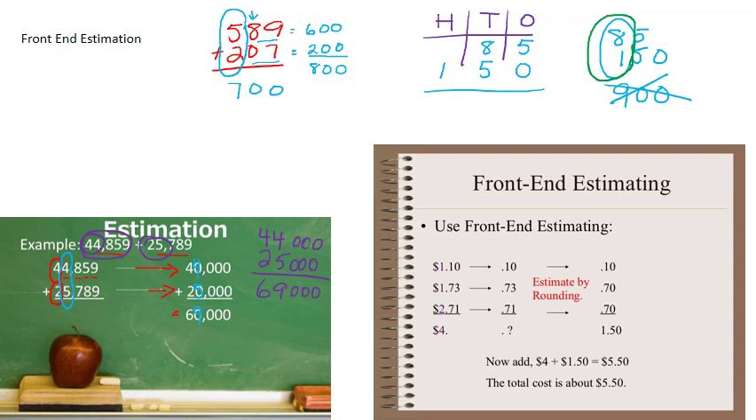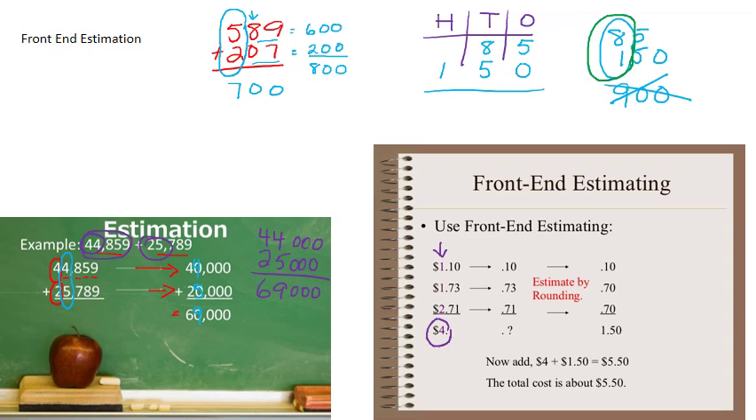Okay, let's look at the other example. If you're going to use front-end rounding, this is kind of similar to what we just did. They rounded all this purple stuff. They rounded those first, and they said, well, $1 and $1 and $2, that's $4 so far.